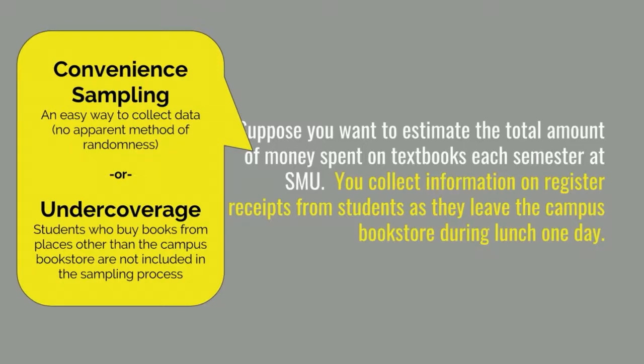People who either buy books from a different bookstore or buy books not at lunch that one day, or even people who buy books online or don't buy books at all, are not included in the sampling process. So there's a lot of people who weren't included, and that is definitely undercoverage. So I could see both of those things, either convenient sampling or undercoverage.